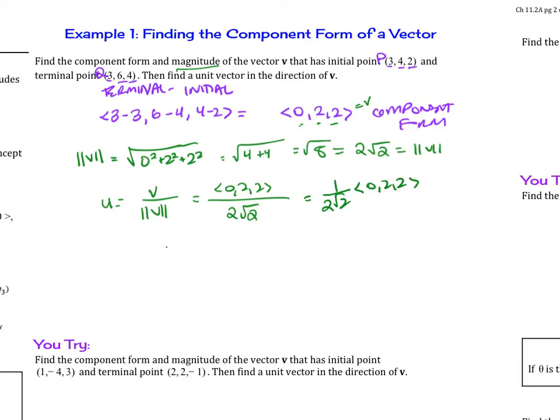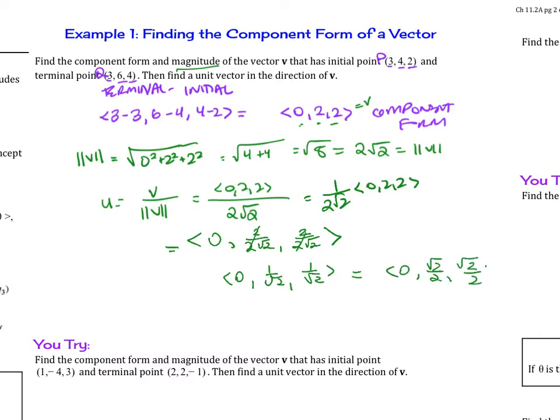And so let's separate it out. This becomes 0, and then 2 over 2 root 2, and then 2 over 2 root 2. And so we can cancel that out. This is now 0, 1 over root 2, and then 1 over root 2, or this is 0, root 2 over 2, root 2 over 2. And so that is the unit vector in the direction of v.